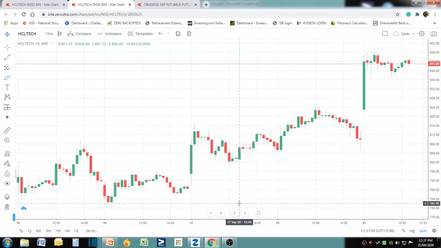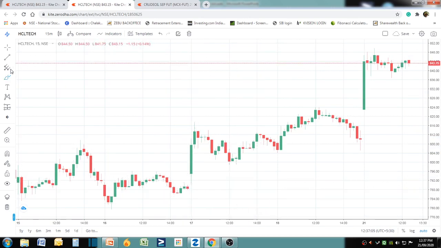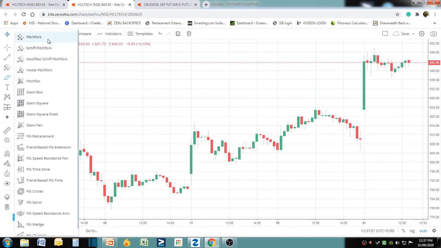We can start drawing a shift pitchfork from the bottom of this candle. So basically we need to select the pitchfork. I'm not going for the original pitchfork, I will go for the shift pitchfork. Actually this has worked for me a lot, much better than any other. Shift pitchfork is giving me better results. This is what I felt from my experience of drawing pitchforks and applying them on different charts and different time frames. So I would suggest the shift pitchfork.